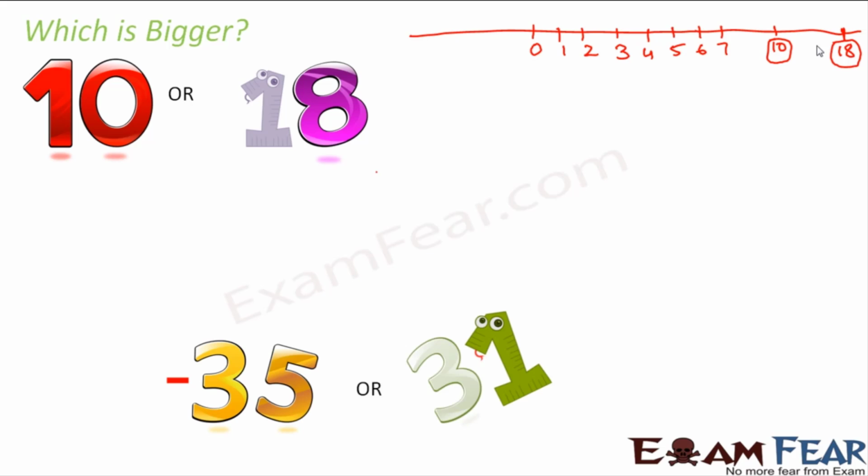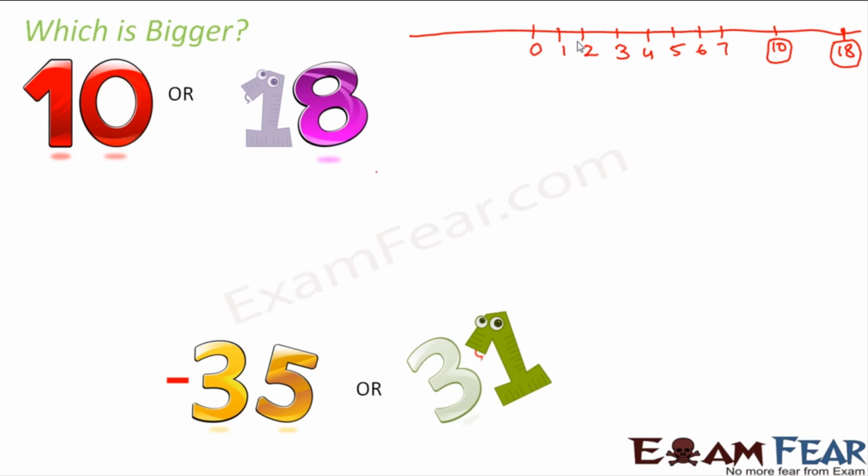Now things turn a little different when you have one positive number and the other negative number. For example, if you have to decide amongst minus 35 and plus 31, which is bigger? So how would you decide in that case? Because one is negative and the other one is positive. Now again, let us focus on the number line.